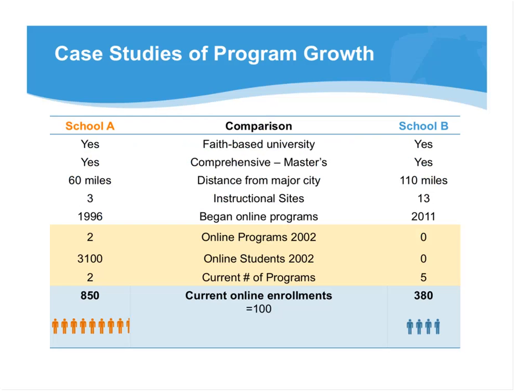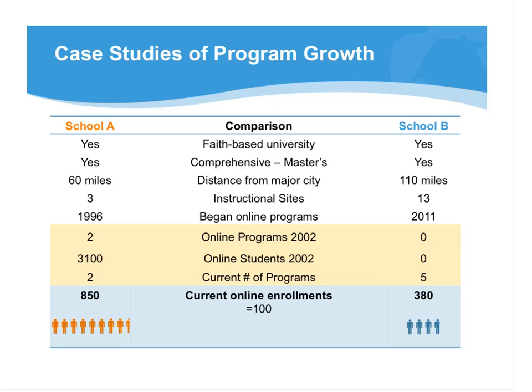The one institution has 3 instructional sites, so they've done a little bit of branching out to other locations. School B has 13, so that's been a strategy they've pursued pretty vigorously, opening instructional sites in other locations away from their main campus. But now look at the online program. School A was actually doing online programs back in 1996. They had 2 programs in 2002 and also had over 3,000 students enrolled at that time, so they were very successful. This is kind of indicative of that land rush concept I mentioned.